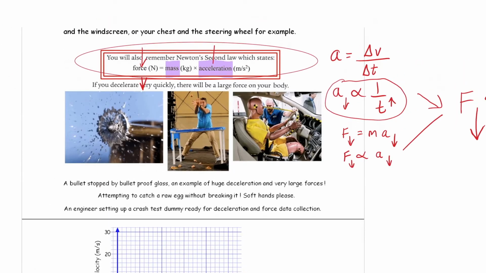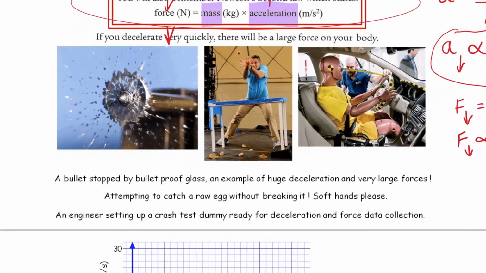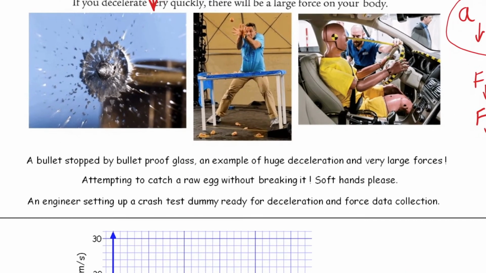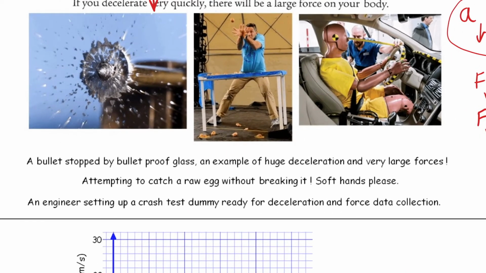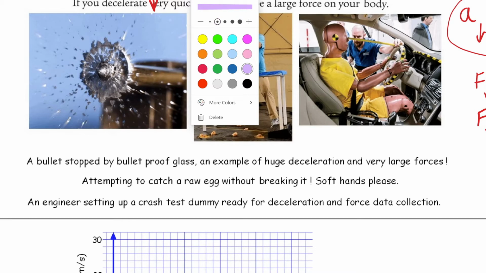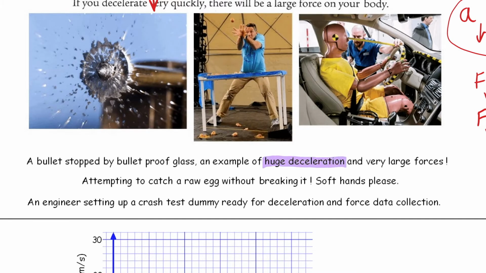And you can see, if we look at these photos underneath, first one, a bullet stopped by a bulletproof glass, an example of huge deceleration. I'll highlight the important bits here. So, huge deceleration, large force.